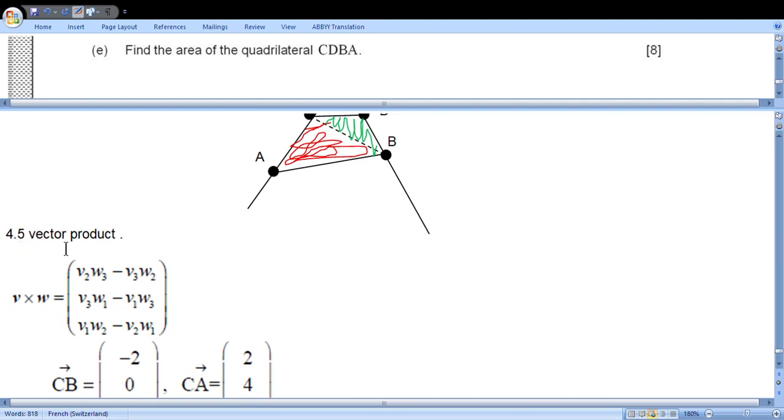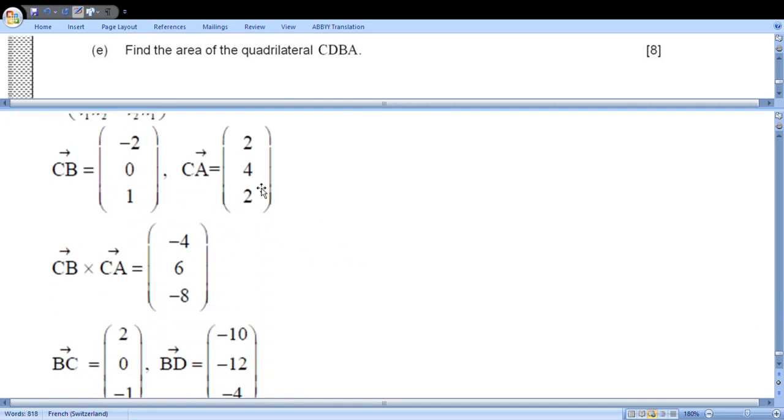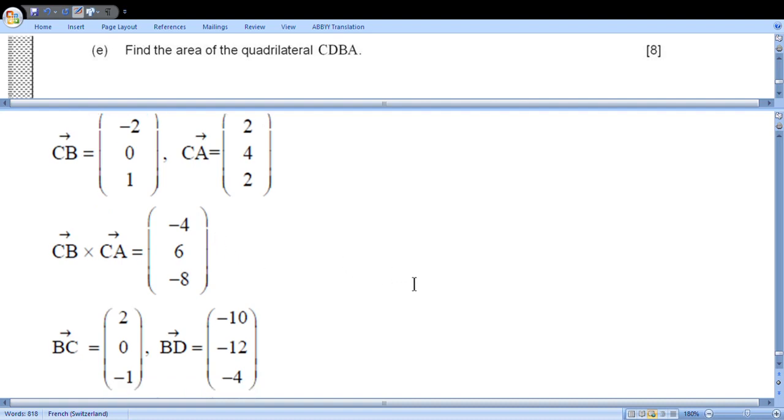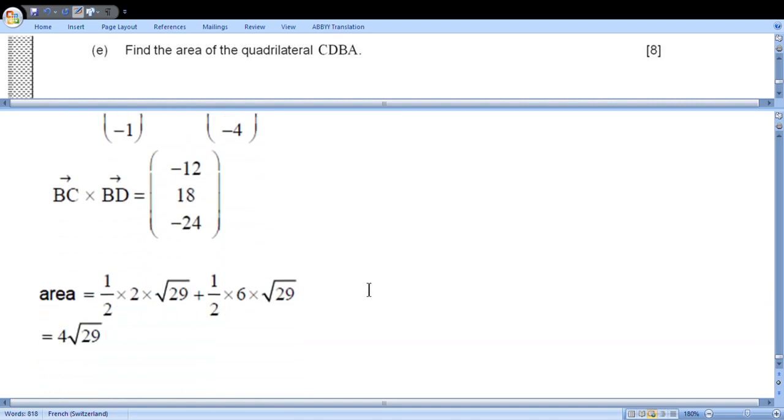The formula booklet gives us the formula for the vector product. Here you can see the values and the result of the product. Then you should find the magnitude of this vector, which is the square root of the sum of squares of coordinates. For example, here we take the square root of 4 squared plus 6 squared plus 8 squared. The same we do for BC and BD. The product will be given by this formula. So we add these two areas and we get the answer. Paper is over. Thank you very much for your attention.